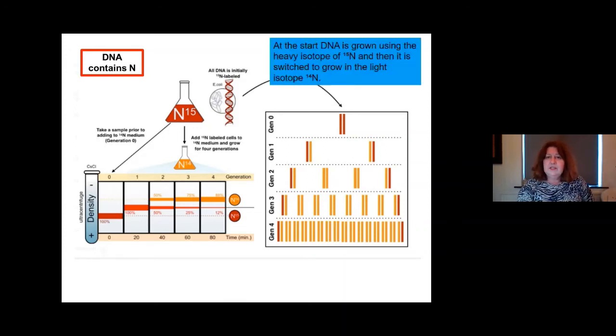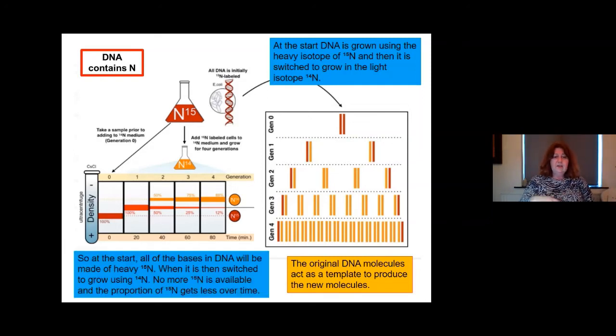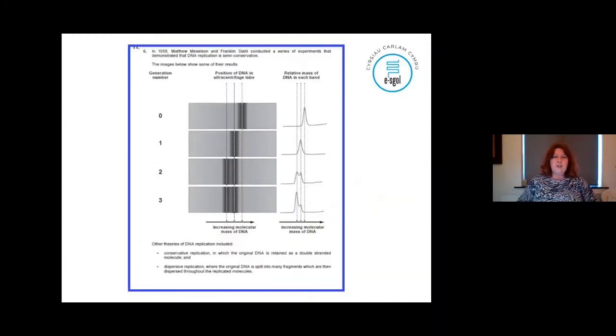So I think you can see there that I've said you start with a heavy isotope, and then the original DNA acts as a template, and then at the start all the bases were heavy, but then we switch to light nitrogen 14, and after that point no more heavy nitrogen 15 is available, and the proportion of it gets less every time. So let's apply that now to a question, and this is a question that when it first came out foxed quite a lot of people, because there's a lot of information here.